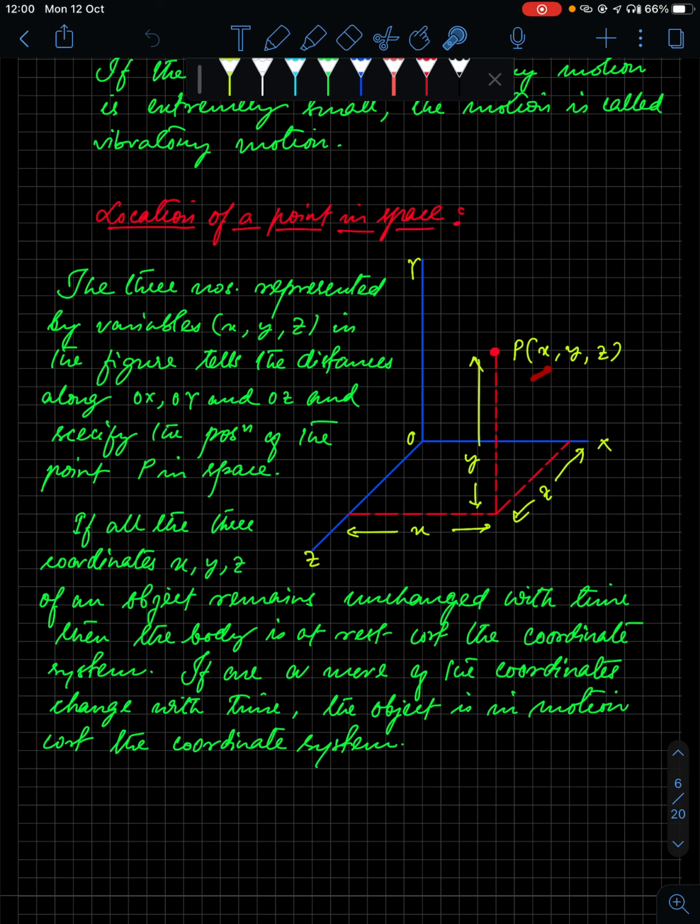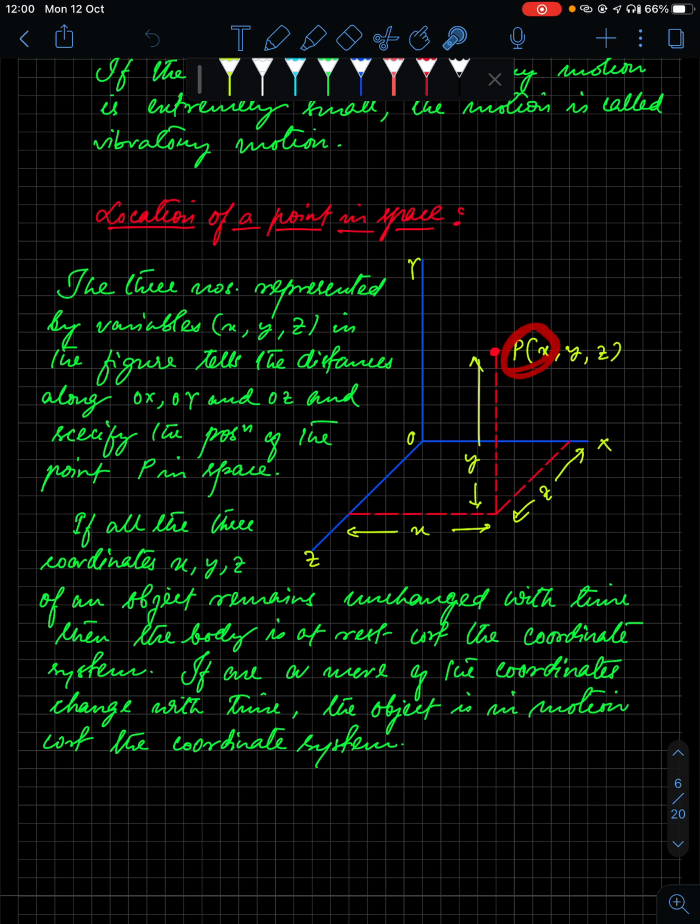If at least one of these three coordinates x, y, and z changes with time, then you say the body is in motion. If two coordinates change with time, then also it will be in motion. If three coordinates change, then also it will be in motion. But the name will differ.